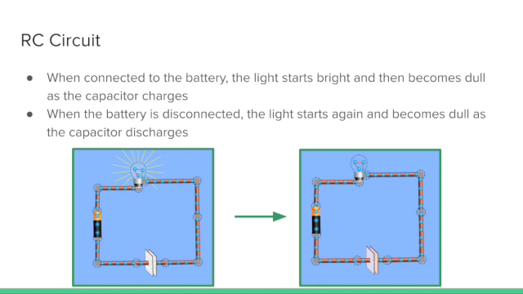Now, in our new RC circuit, there are a few things to note before we proceed. First, the battery voltage will change to 9 volts, and then we're going to add a light bulb and a capacitor. The light bulb will have a resistance of 10 ohms, and so when connected to the battery, the light starts bright and then becomes dull as the capacitor charges. However, when the battery is disconnected and the circuit is still connected, the light again starts bright and then becomes dull as the capacitor discharges.